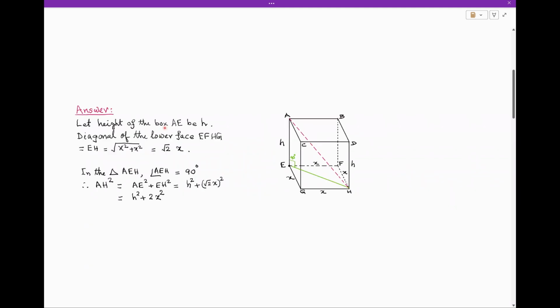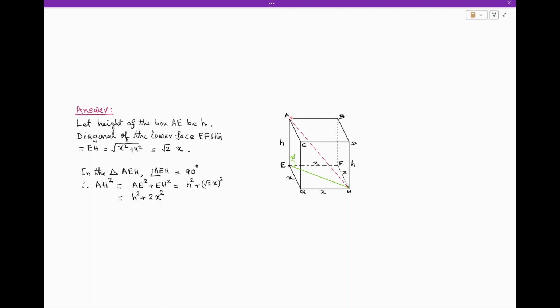Let the height of the box AE be h. The diagonal of the lower face EFHG, that is E, F, H and G, is EH, and that is equal to square root of x square plus x square, because the sides are both x, and that is equal to square root of 2x. So the diagonal of the lower face is square root of 2x.